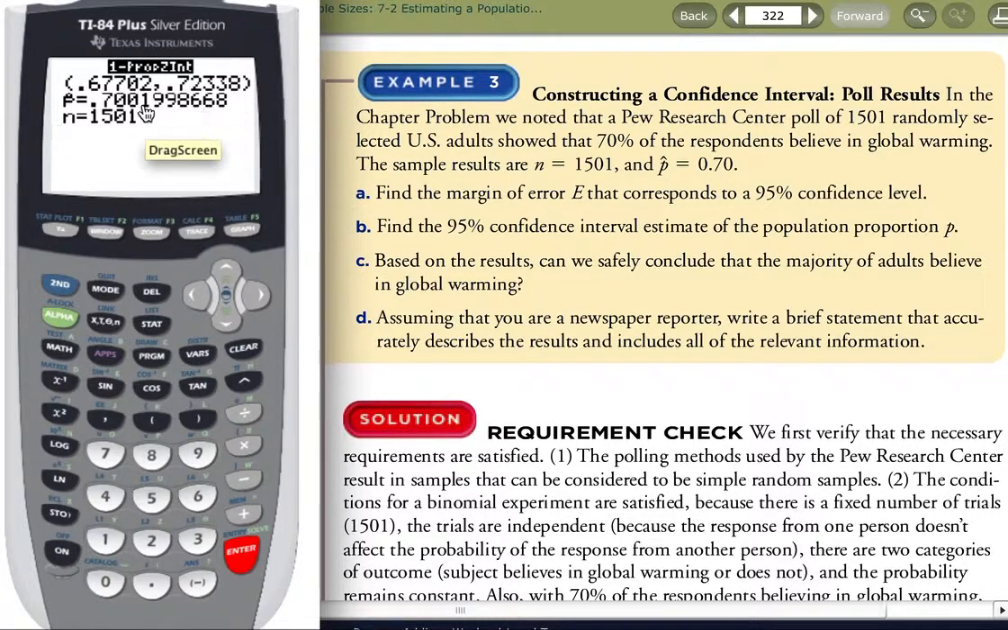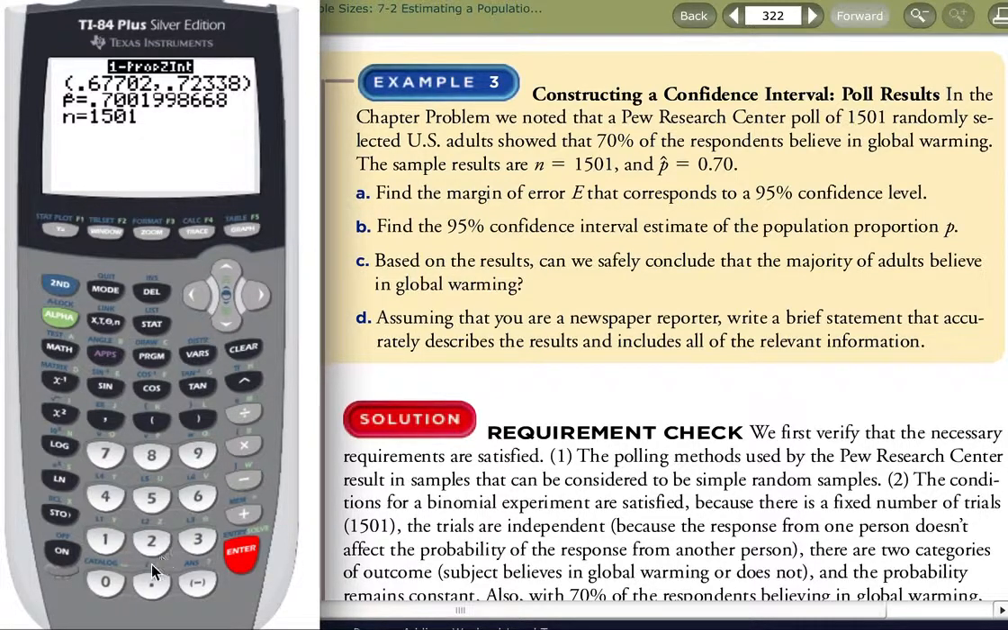And so if we wanted the margin of error, P hat is right in the center of this interval. So we could take the P hat minus the lower value, or we could take the higher value minus the P hat, or we could take the higher value minus the lower value and divide by 2.